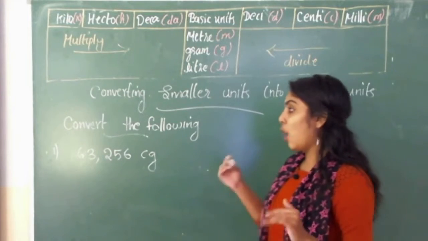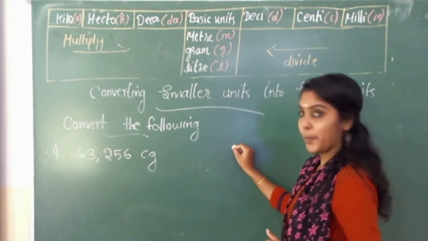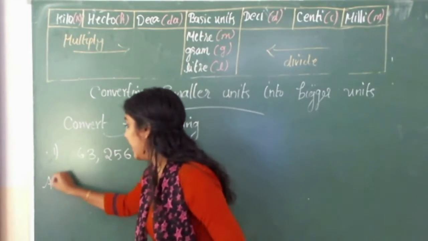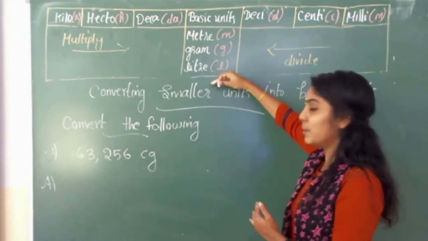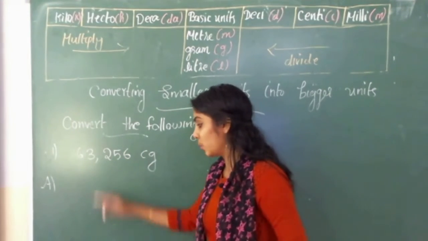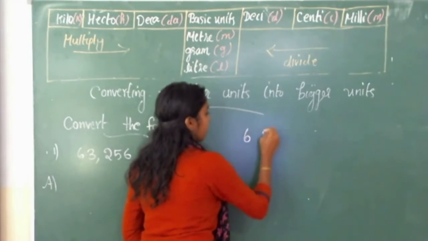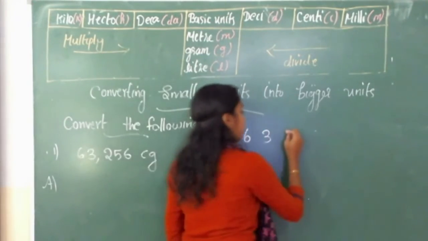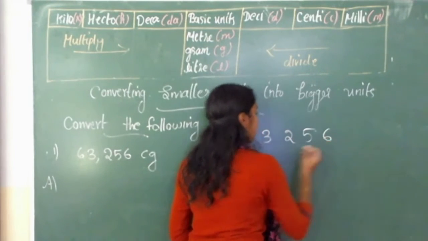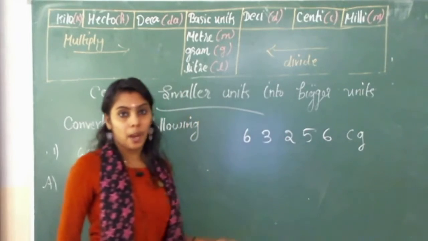So how will we find the answer? Here I am going to do it. Here there is not enough space because this table is here, that's why. So when you are writing the notes, you can do this below. Here there is not enough space, that's why I am writing here. Okay, so this is the number.